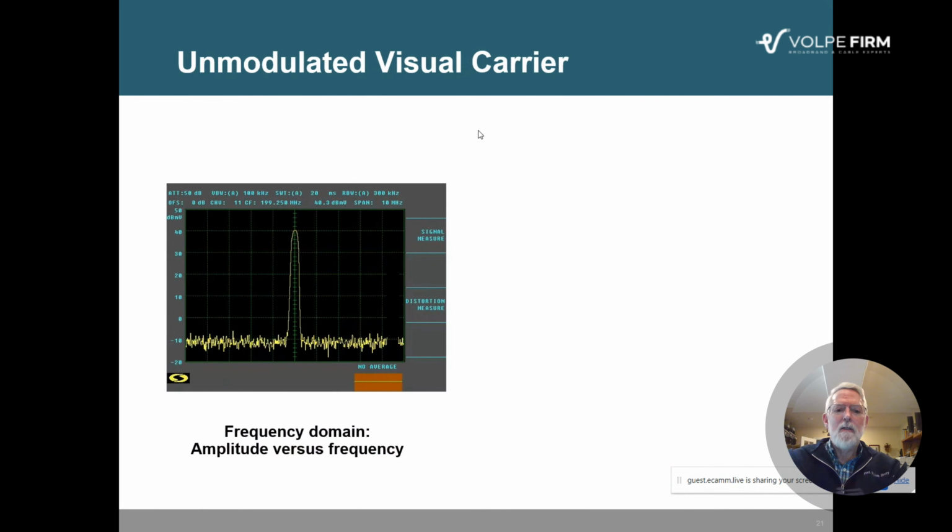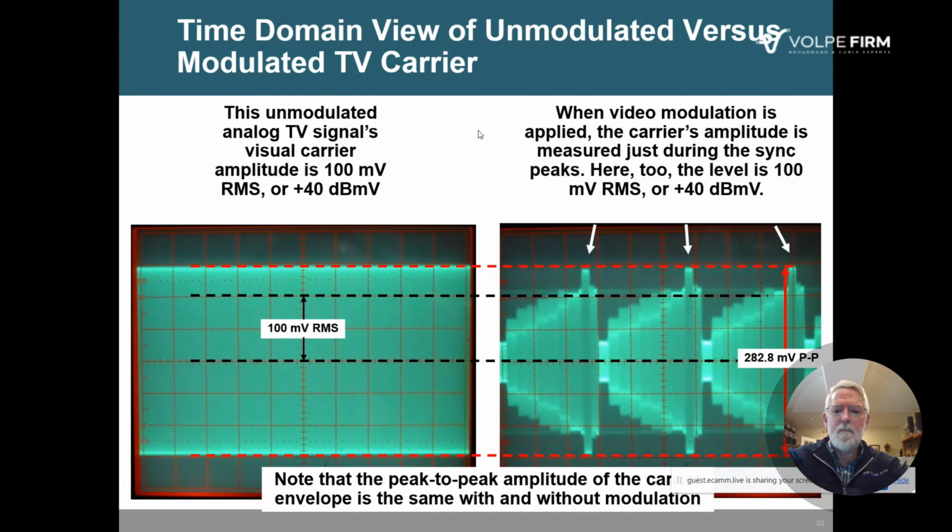So you were talking about peak to peak here, the peak voltage, but you're saying 100 millivolt RMS. Which is the correct terminology to use? RMS. Okay. All I wanted to show here was that the peak to peak value stays the same with the CW carrier and with modulation applied. Peak to peak value did not change. The RMS value did not change.